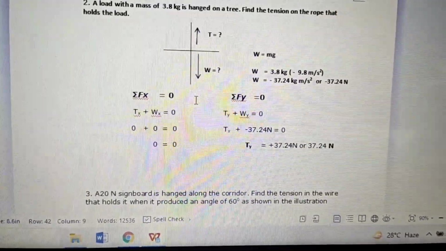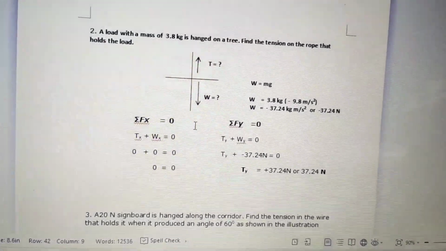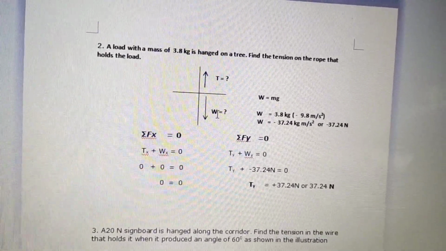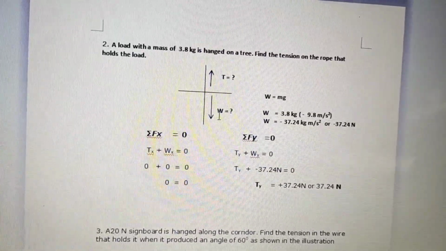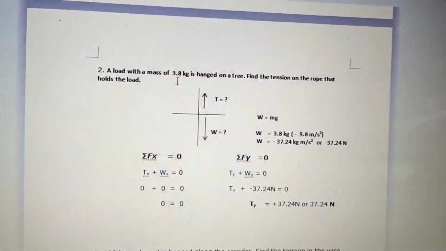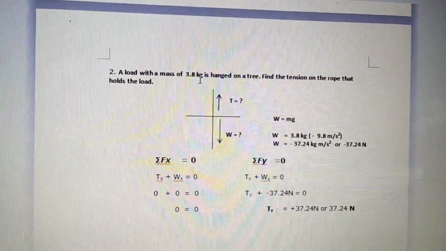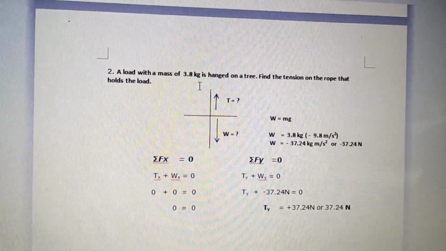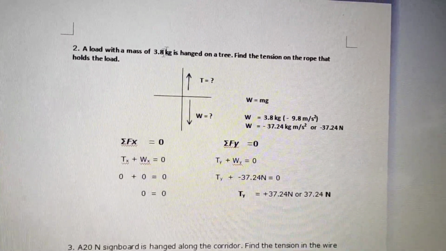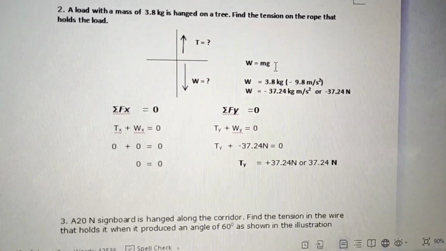So, since there are two forces acting on this, again, the given is the tension force is our unknown. And the weight of the load is 3.8 kilograms. What is given here is mass. 3.8 kilogram is our mass. It is not yet weight. So in order to solve for the value of 3.8 kilograms to become force, we need to use the formula weight is equals to mass times gravity.